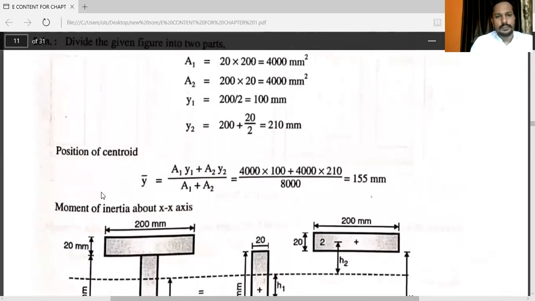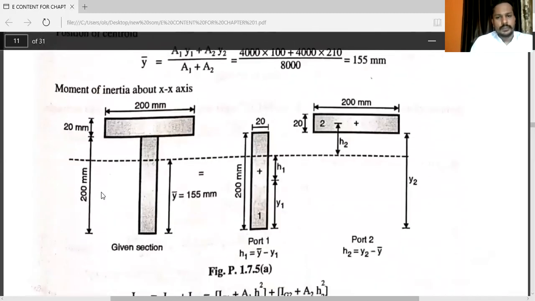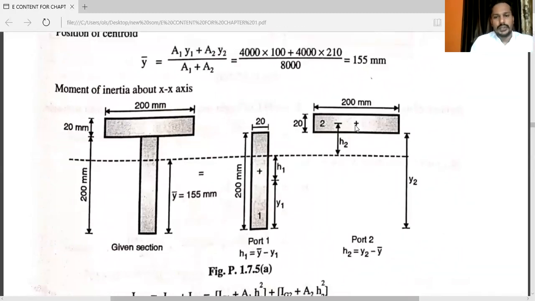So for this, one will be the diagram. Part 1, this is part 2. See, in this diagram, you have to consider x bar and y bar. For this diagram, again, you have to consider x bar and y bar. For the first diagram, you have to calculate x1 and y1. For the second diagram, you have to calculate x2 and y2.